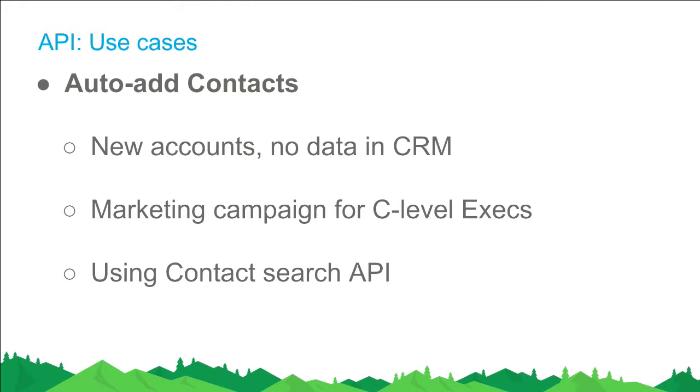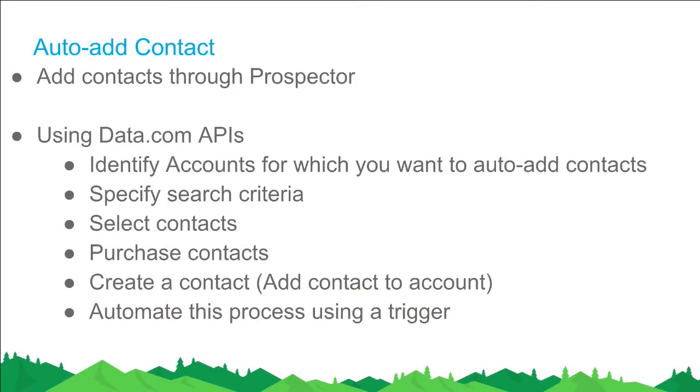So the first use case that we're going to talk about is auto-add contact. Let's talk about the scenario. Say you add multiple accounts into your CRM. It comes in with blank data. You don't know what contacts are associated with it. How do you work around that problem? Say I have a marketing campaign. I want to know who are the C-level execs associated with my account. So we can use the contact search API to come up with a use case about how we can automatically add contacts to our newly added accounts to the CRM, right?